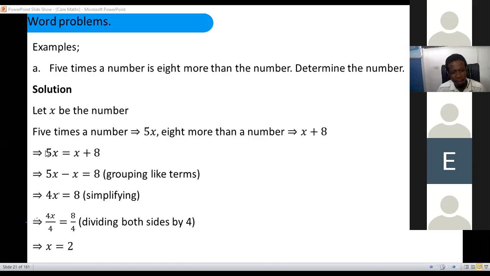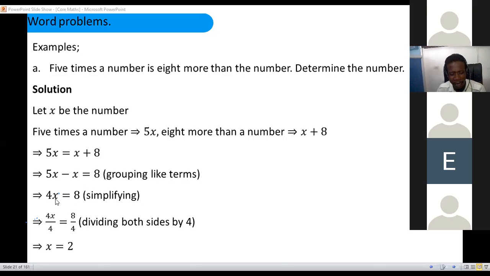We now work the linear equation. That is 5x equals x plus 8. What we need to do is we group like terms. That will give us 5x minus x is equal to 8. Then we simplify from there. When we simplify, we are going to get 4x is equal to 8. 5x minus x results in 4x.